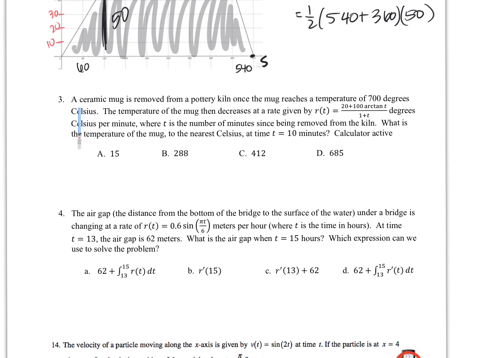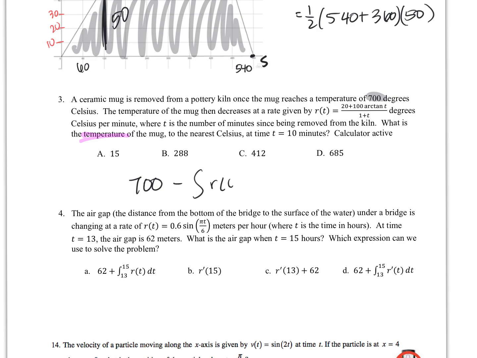Yeah, calculator active. A ceramic mug is moved from a pottery kiln. Whoo, that kiln is hot, 700 degrees. The temperature of the mug then decreases at this rate, where T is the number of minutes since being removed from the kiln. What is the temperature of the mug to the nearest degree Celsius at time T equals 10? Do we care that it started at 700 degrees? If I want to know my final temp, yeah, I think that's important. 700, then what's happening to that temperature? It's decreasing. So we're going to subtract that.